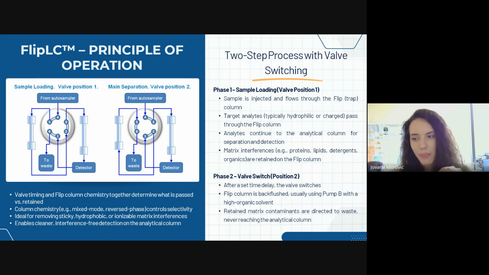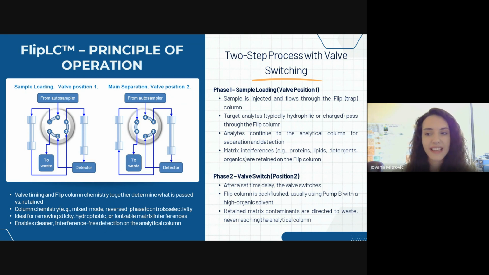And this backward flow isolates the flip column, ensuring that only the analytes of interest, what we are analyzing, reach the detector, preventing any contaminants from passing through. For example, if additional cleaning of the flip column is needed after the run, we can always use, for example, pump B, which can deliver a strong organic mobile phase to backflush the flip column further, flushing all these retained contaminants directly to waste.